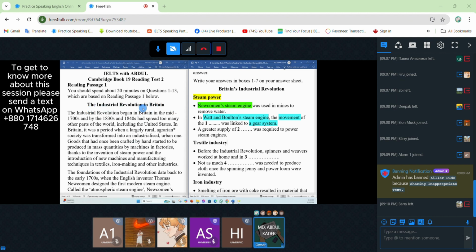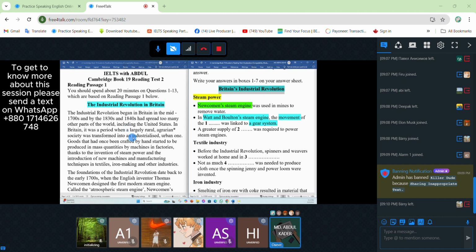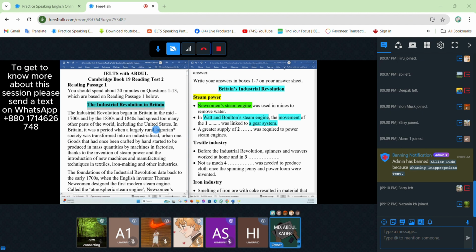So look at this title. What can we see, is there any difference regarding the title? Similar title, I hope, but paraphrased, right? The Industrial Revolution in Britain and Britain's Industrial Revolution. So this is the paraphrasing. Remember, we have to learn how to paraphrase the question, how to paraphrase the sentence.